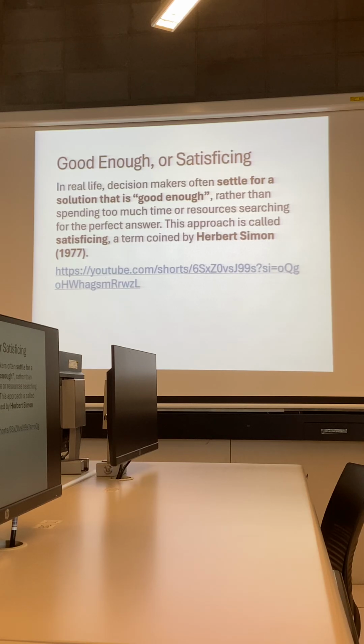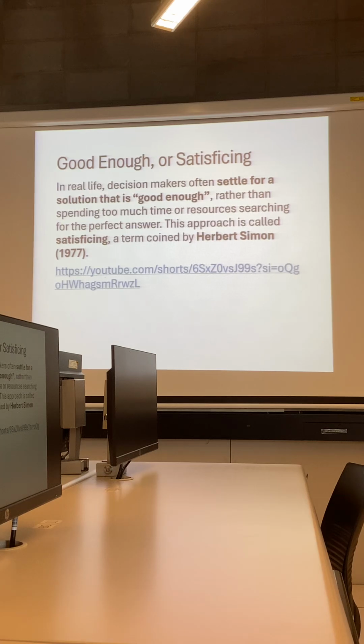In real life, decision makers often settle for a solution that is good enough, because we cannot make everything perfect. Perfect is somehow impossible. So good enough is enough, rather than spending too much time or resources searching for the perfect answer. This approach is called satisficing, a term coined by Herbert Simon in 1977.